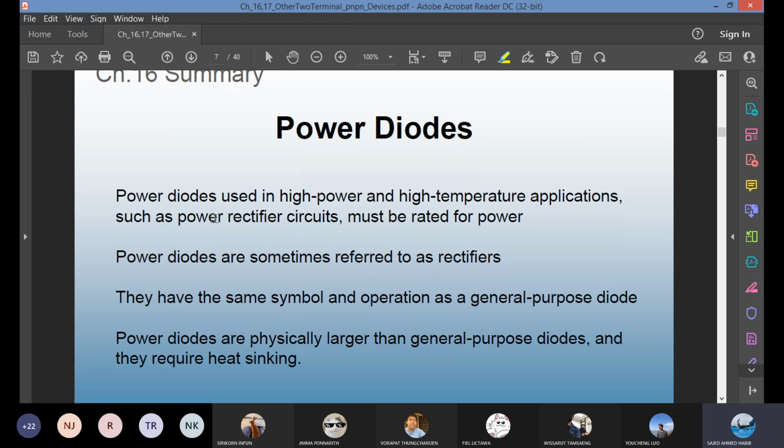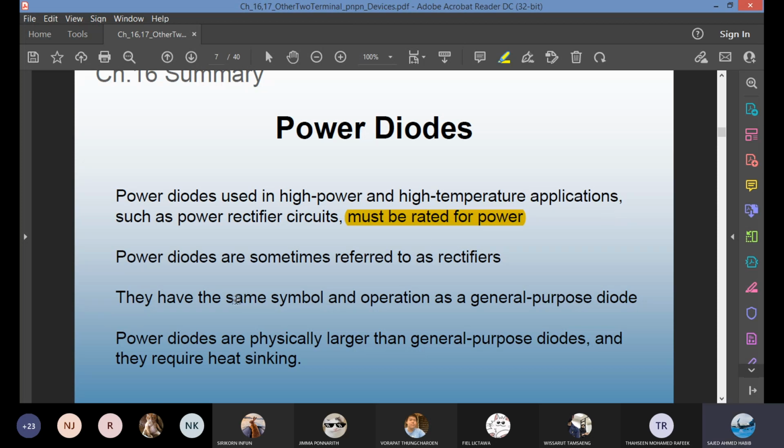We have power diodes. Next is power diodes. They are used in high power, high temperature applications, especially power rectifier circuits, and you must have proper rating for power. You cannot take a regular PN junction diode and use it in high voltage, high power applications. It will just burn out. They cannot handle the large amount of current. Sometimes instead of calling them power diodes, we just directly call them rectifiers.